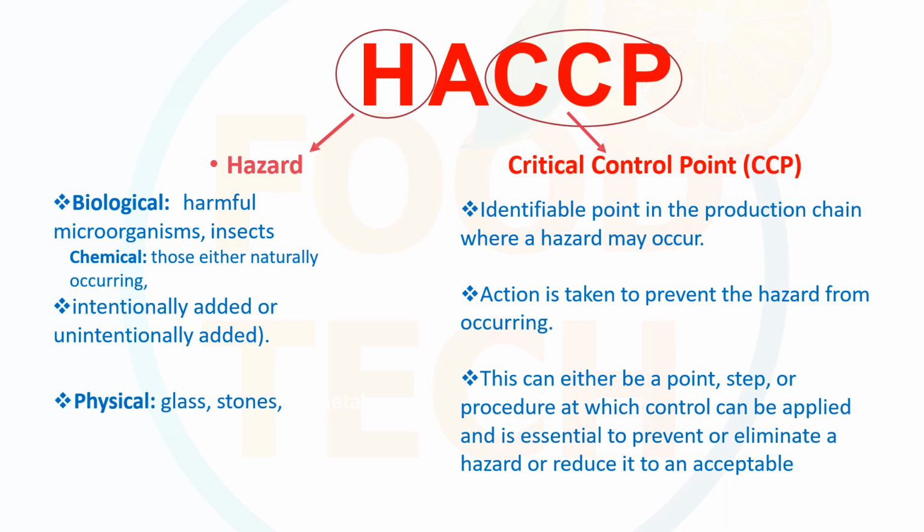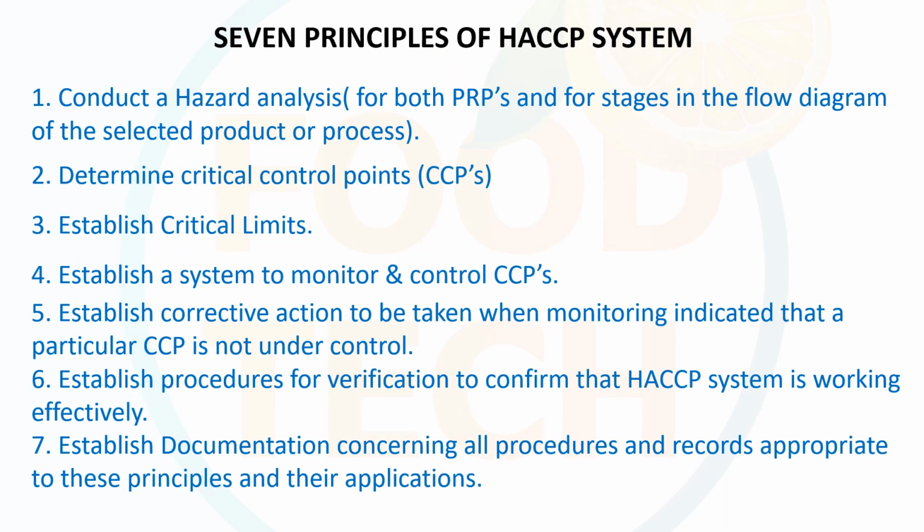And a critical control point is the particular point in the entire production chain where there is a likely occurrence of a hazard, and then action is taken to prevent that hazard. So that is about CCP. So here you can see there are 7 principles. I have mentioned the 7 principles of HACCP.